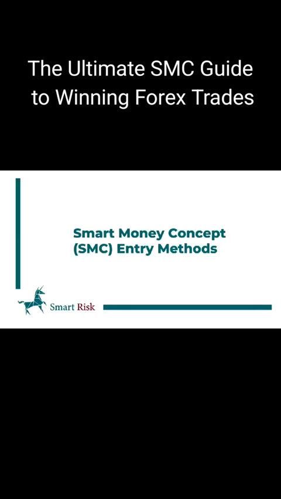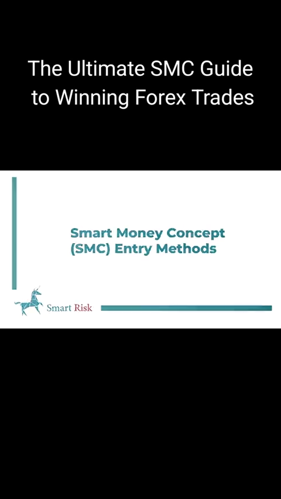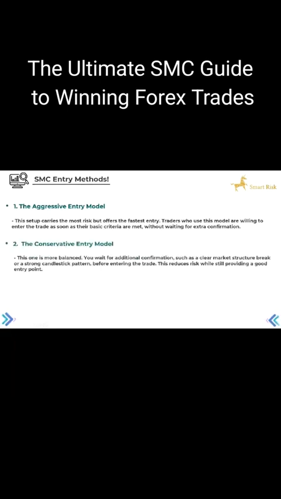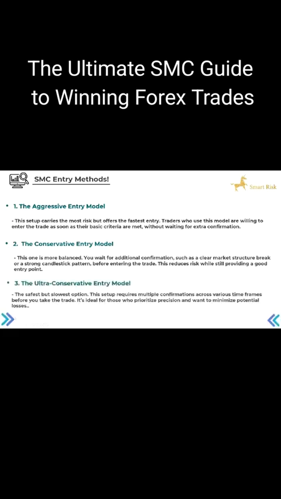Now let's dive into the possible smart money concept entry methods step by step and learn how to use them to identify the best entry points in the market. There are 3 main entry setups. The first one is the aggressive entry model, which carries more risk. The second is the conservative entry model, which offers entries with additional confirmation. And the third is the ultra-conservative model, which provides a setup with multiple confirmations across various time frames.